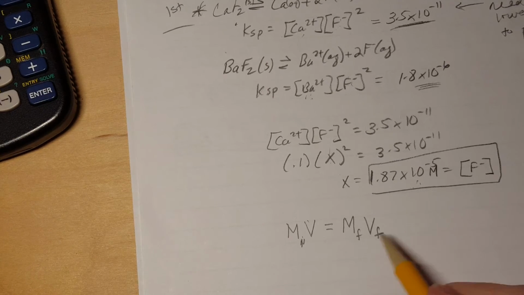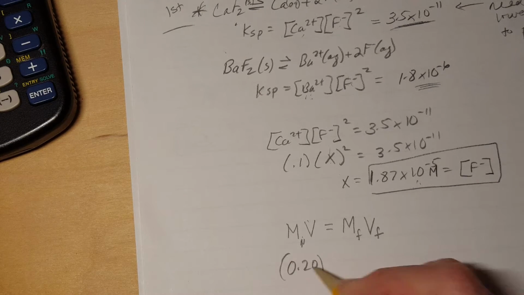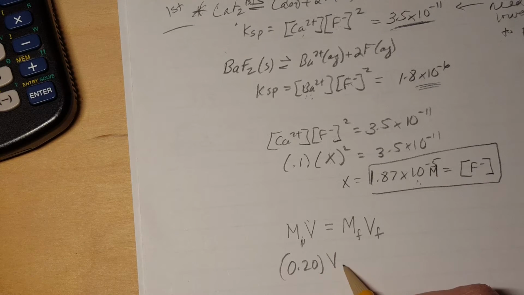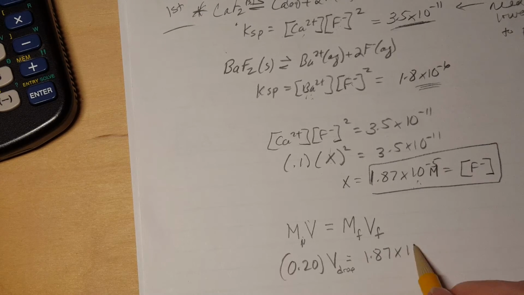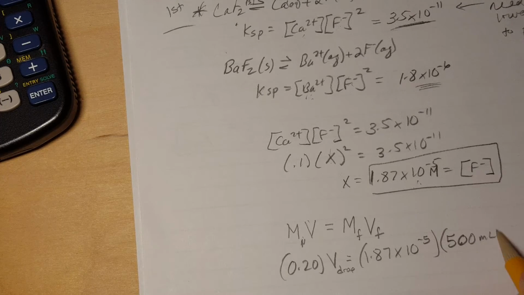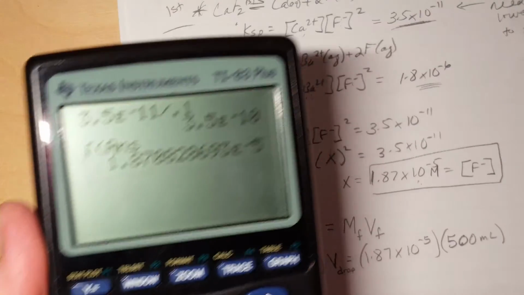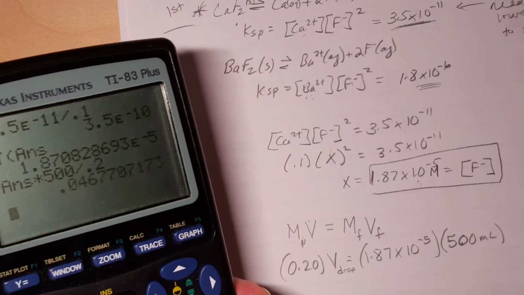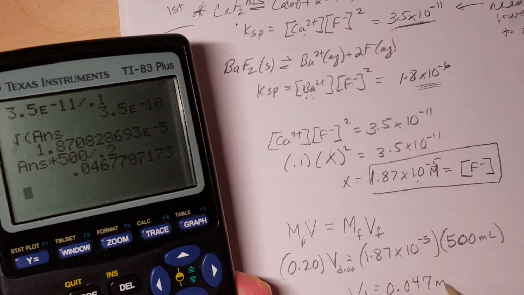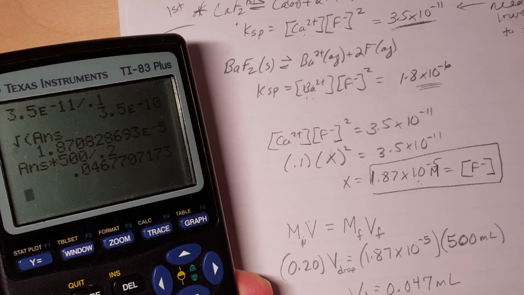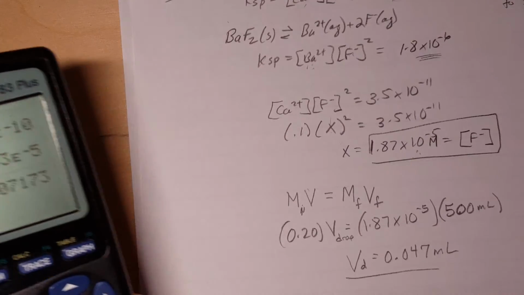So the molarity of the drops that I'm putting in is 0.20. I'm going to assume that this volume is very small compared to the 500 milliliters. We'll see what happens. The volume that I'm going to drop in equals the final molarity, 1.87 times 10 to the minus fifth, times the final volume, 500 milliliters. And if we do that math, we're going to get that the volume of the drop would have to equal 0.047 milliliters. So that would be the amount of the sodium fluoride that I would have to put in.